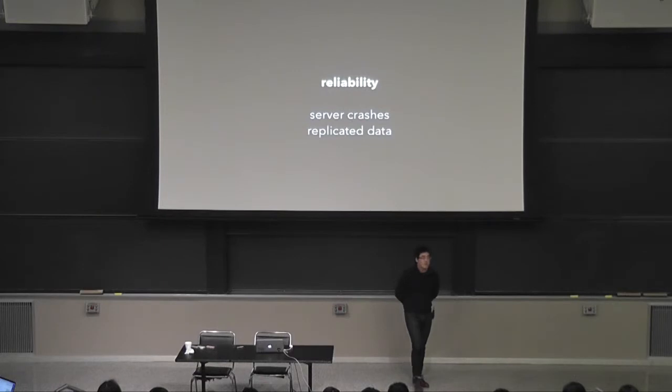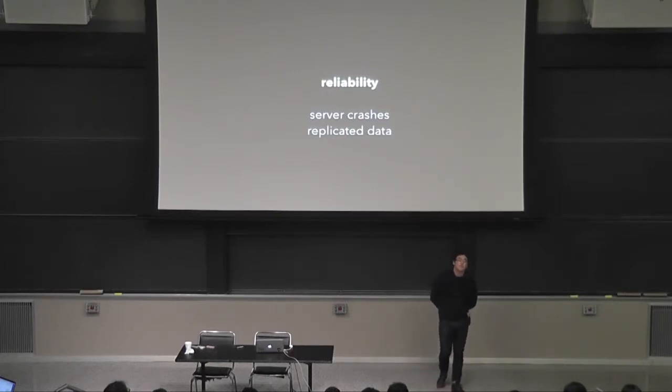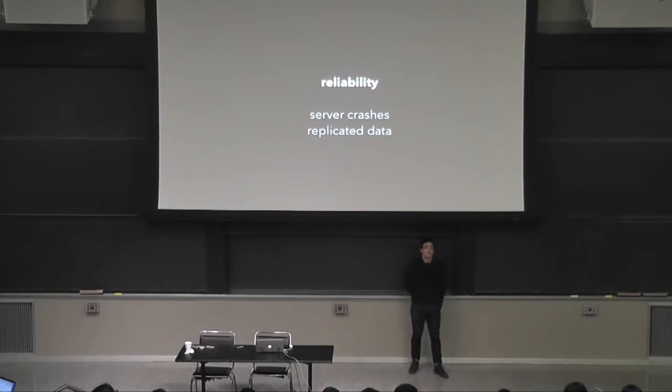Databases solve the problem of reliability. If your server crashes, you can mostly assume that the stuff that you put to a database is safe. Databases support replicating data across multiple servers. So if you have a server go down, or even an entire data center go down, you'll probably still have your data.